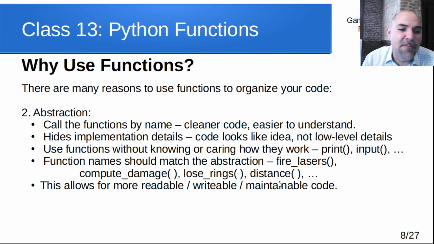And the end result of having this abstraction is that it allows us to write code that's easier to read. You can say, okay, when I take damage, I fire the lasers. How do I know if I take damage? Well, I would compute the damage and I would compute the distance. And if the distance was below this level, meaning I was too close, and I called compute damage and got this result, then I fire the laser. So your code will look like the idea of what it's doing rather than a whole bunch of low-level implementation details. And that can make your code easier to read, easier to write, and easier to debug and maintain later on when you want to make changes.